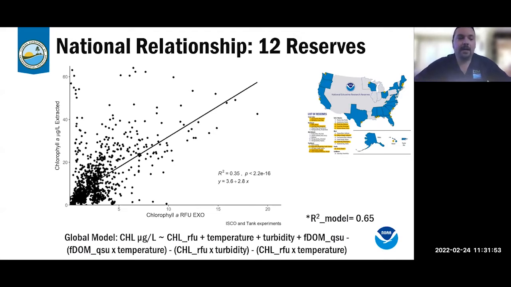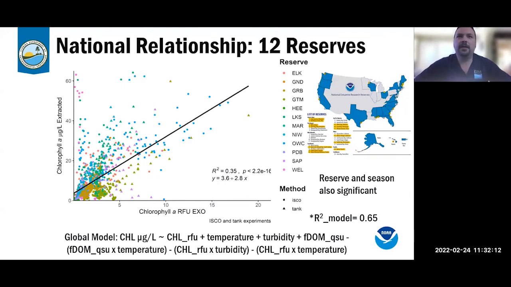Temperature, turbidity, and fluorescent dissolved organic matter were all significant additions to the model and improved the fit of the data to the regression line. And as mentioned before, there was a possibility for interactions amongst the interferences, and we did see that in the data that was collected.